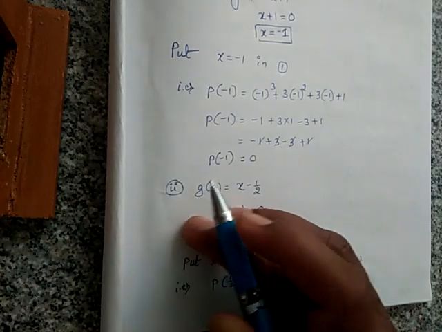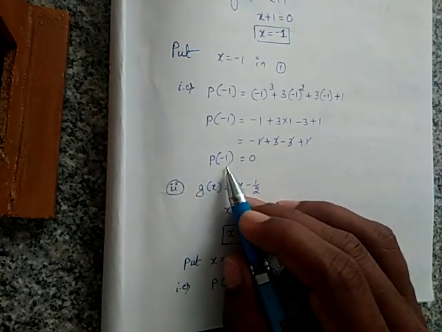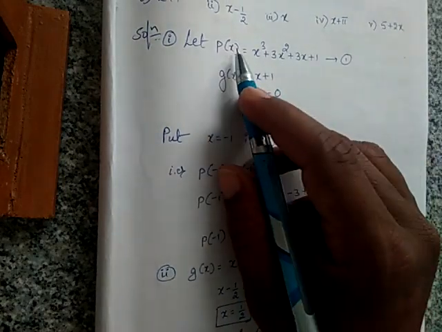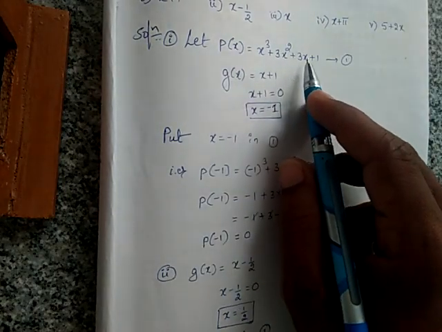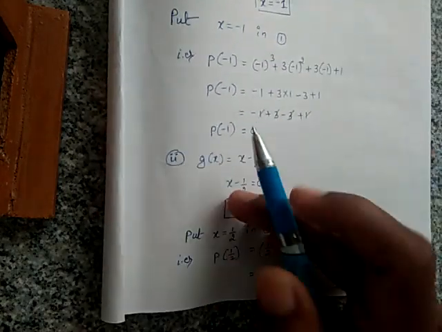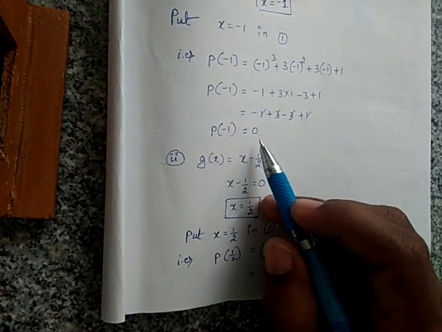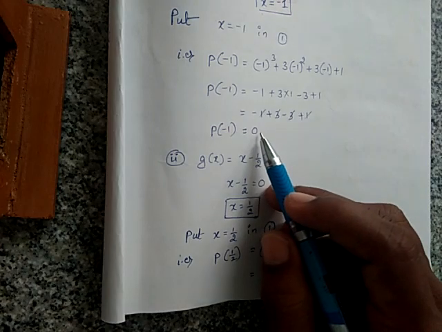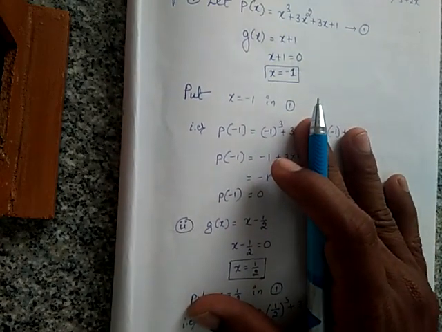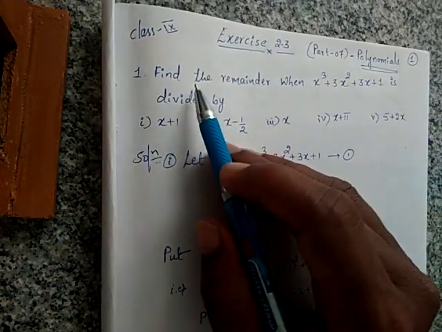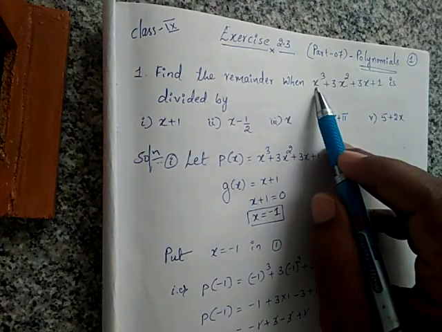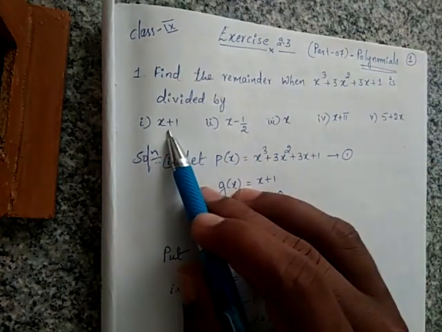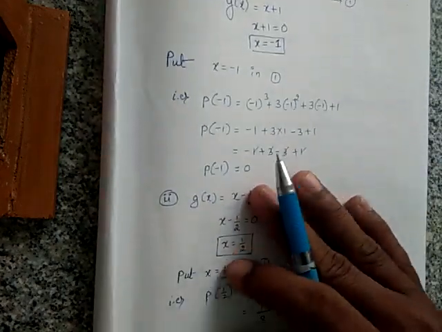So after substituting x is equal to minus 1 in the polynomial p of x equal to x cube plus 3x square plus 3x plus 1, you will get 0 as the answer. Okay, so what is the value of p of minus 1 here? 0. We need to find the remainder for the given polynomial. When you divide by x plus 1, you will get the remainder 0 here.